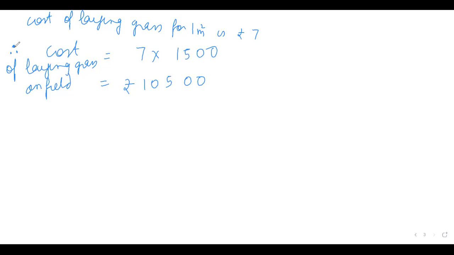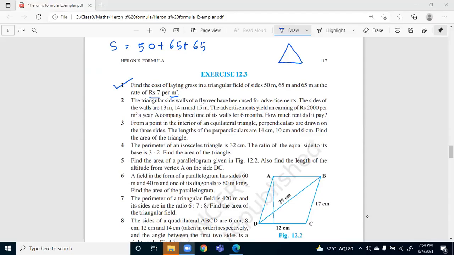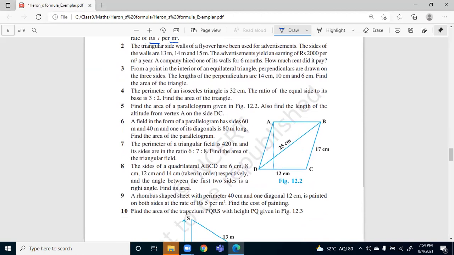Understood? Yes, ma'am. So we can do the next question also. Question number 4. Perimeter of an isosceles triangle is given and ratio of equal sides to base is 3:2. You have to find the area of the triangle. So question is little bit tricky, not much. So ratio of equal side to base is 3:2.